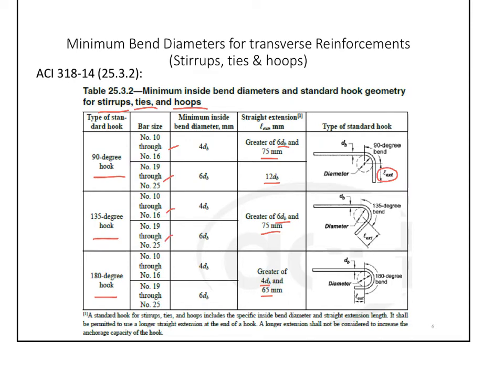Again, the same thing applies to the diameter of the inside object that you use to bend around. 4, 6, and then 4, 6, and then 4, 6, depending on the bar size. It has less stringent requirements than the standard hook. The standard hook is really important because with the standard hook you can rely on to get your LDH.